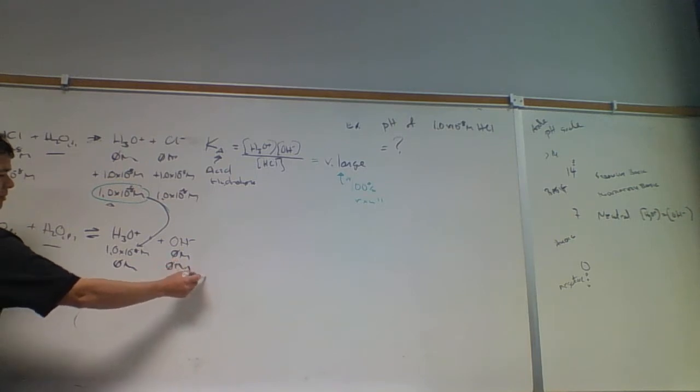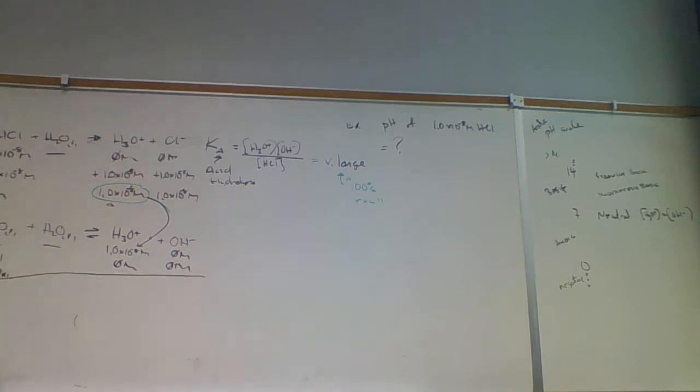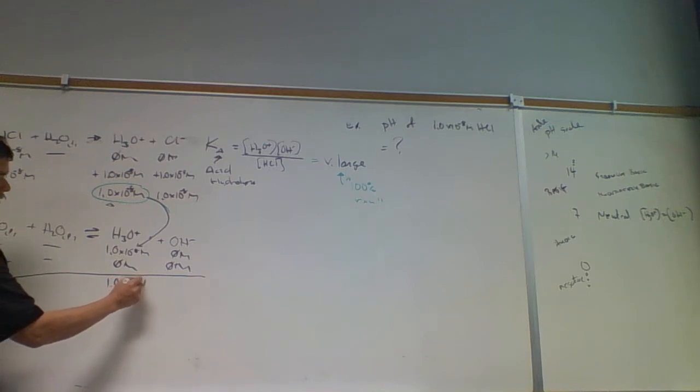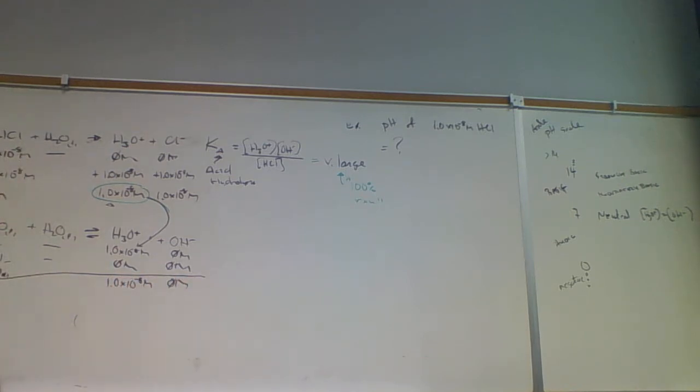And so we just reset the water like we did in number 40. And so initially, I'm going to get 1.0 times 10 to the minus 8 molar and zero molar. Okay, so all this came from step one. So we'll call this step one. And this will be step two.